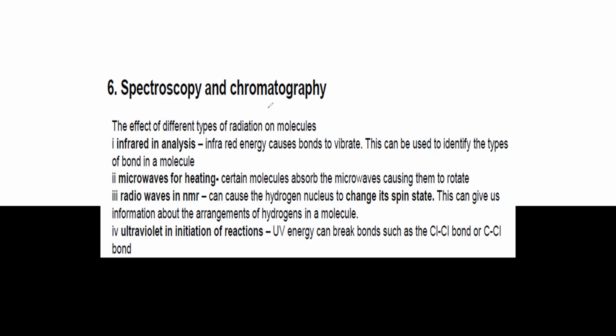Spectroscopy uses electromagnetic radiation such as infrared, microwaves, or radio waves. In infrared spectroscopy, we use infrared radiation that causes bond stretching or vibration within the molecule. Using this, we can identify the type of bond present within the structure.